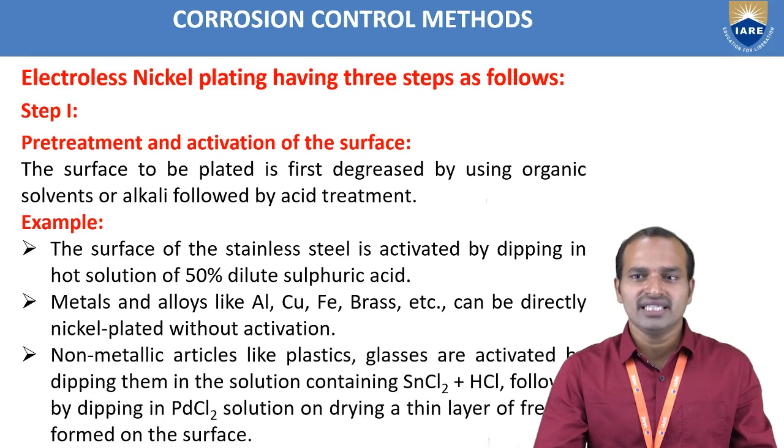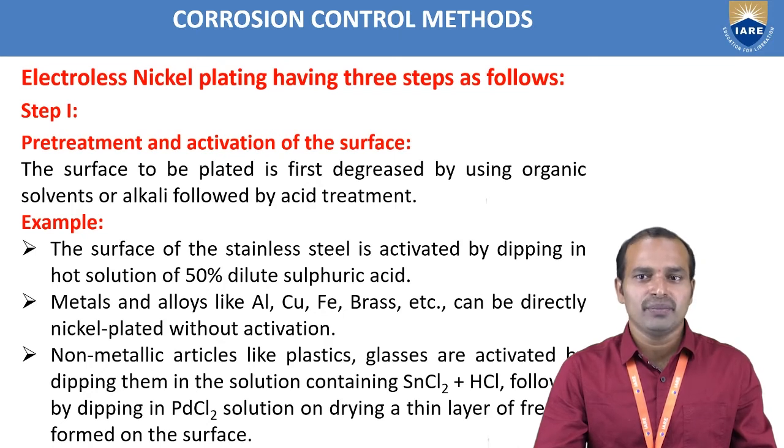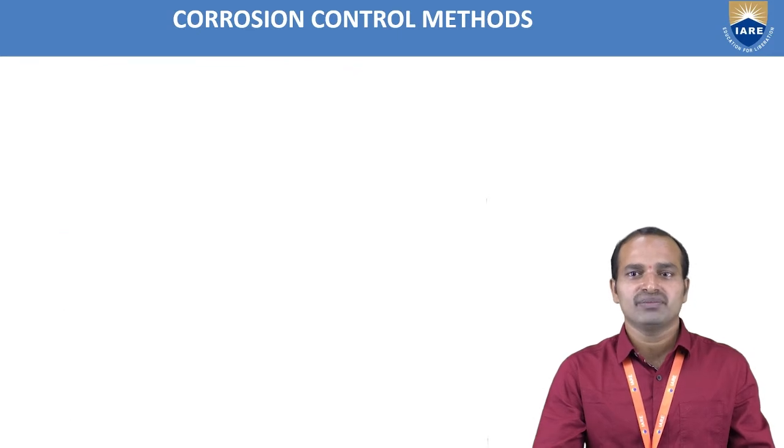Non-metallic articles like plastics and glasses are activated by dipping them in a solution containing SnCl2 plus HCl, followed by adding PdCl2 solution, that is palladium chloride solution. On drying, a thin layer is formed on the surface. So that is step 1.